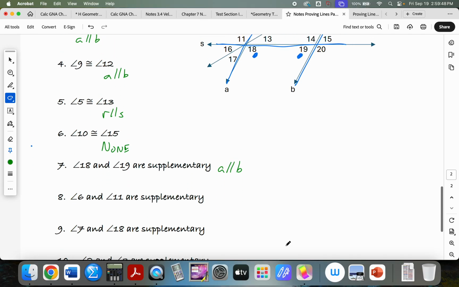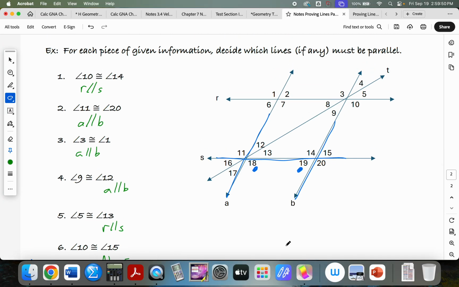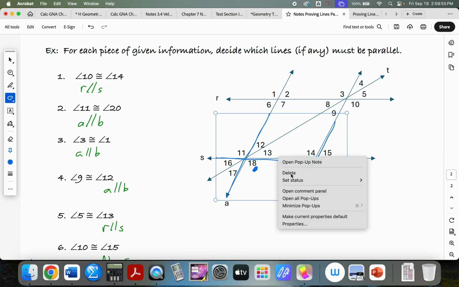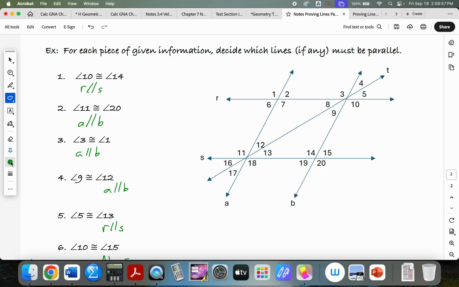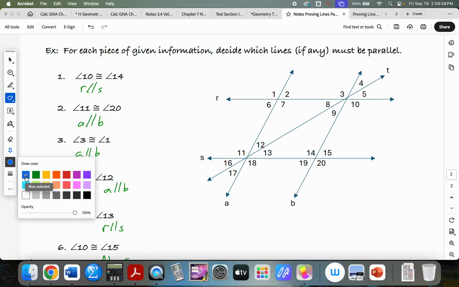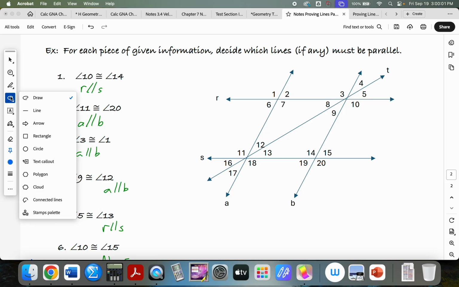All right, let's see. The next one is 6 and 11 are supplementary. So take a look at that one, see if you think it's the right relationship, and see if you can name which ones are parallel. And if you've already got it, wait till one of your nearby neighbors has it and see if they agree with you.